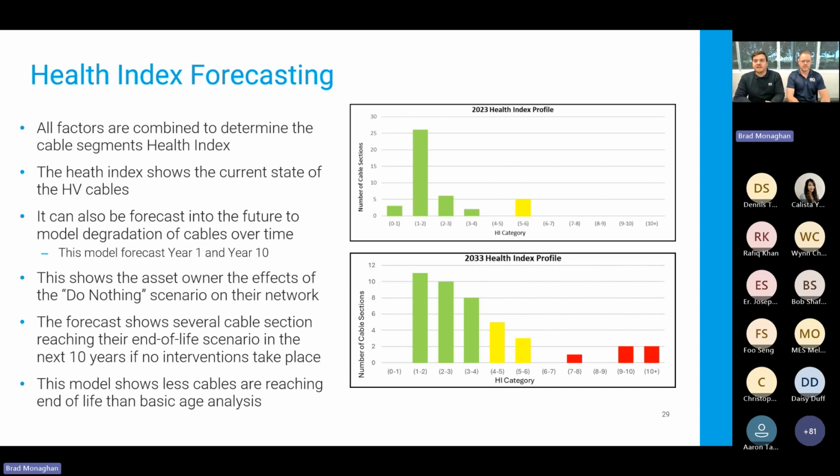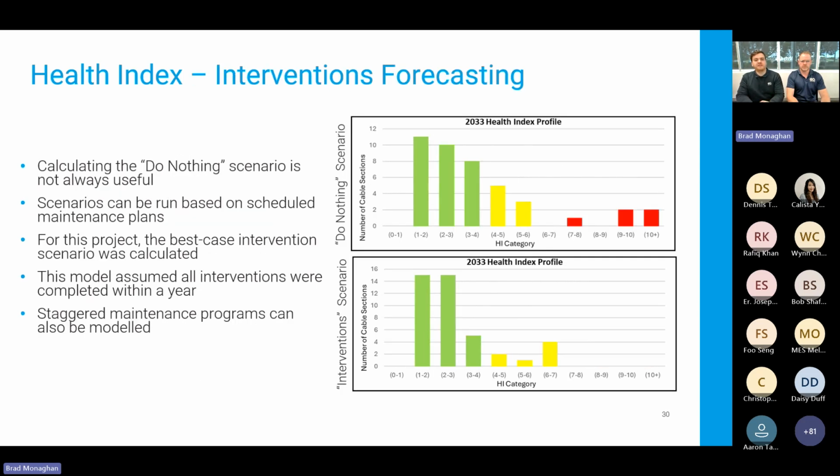And that is if they do nothing, which isn't particularly helpful because our job as engineers and asset engineers is to do smart maintenance regimes. So what we then started to do was run different scenarios. And we said, well, let's look at 10 years in the future, but rather than doing nothing, let's say that they start to fix all the problems that Brad identified on site.